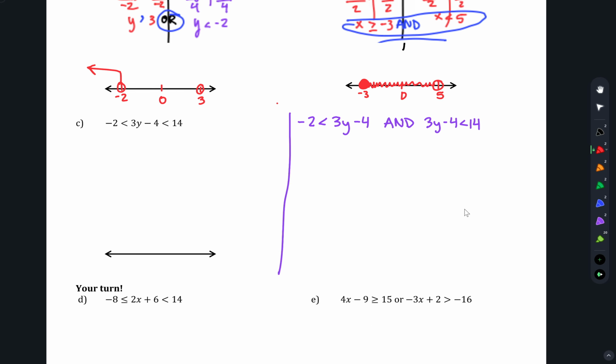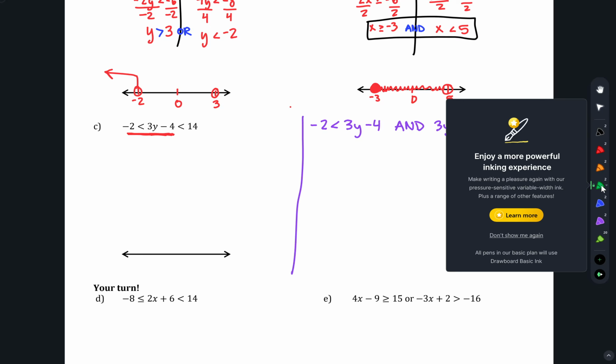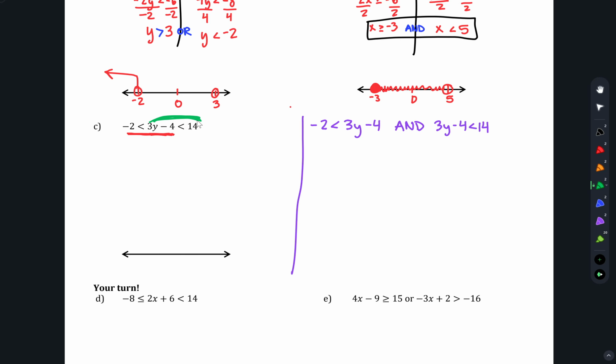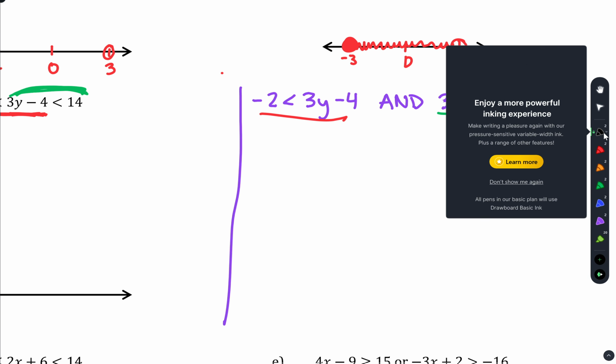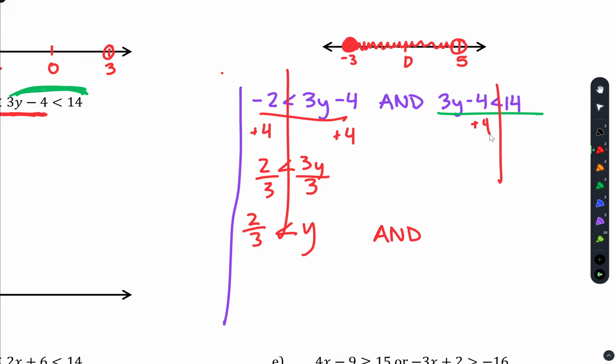So, did I lose you? You see how this part is shared? So I have one inequality here, and I have one inequality right here. So there's two different pieces here and here. I know it would be faster if we solved it all at once, but I'm going to show you how to do it this way first. So I can add 4 to both sides. I can divide by 3 to get 2/3 is less than y. And plus 4, 3y is less than 18. Divide by 3, y, let's put it down here. Y is less than 6.